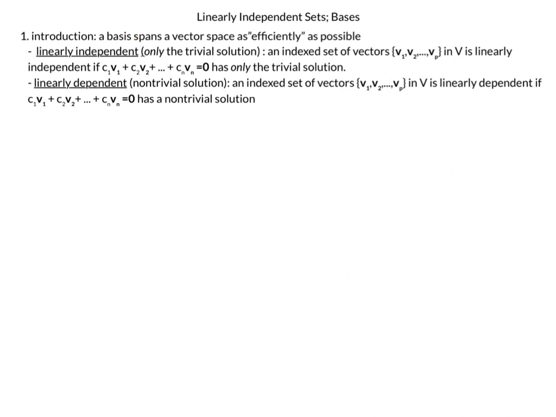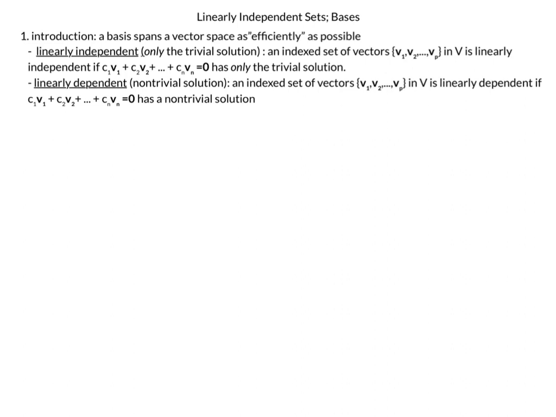We said that a set of vectors spans a vector space as efficiently as possible, and connected with this idea of efficiency is that those vectors will be independent. So we have this definition here: an indexed set of vectors is linearly independent if the linear combination of all the vectors equals 0 has only the trivial solution. Whereas an indexed set of vectors is dependent if this linear combination set equal to 0 has a non-trivial solution.